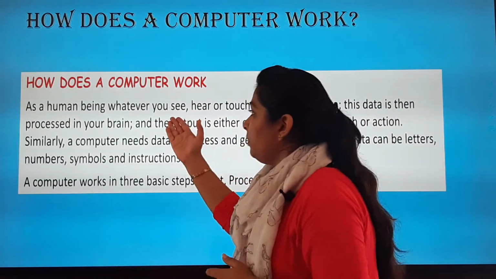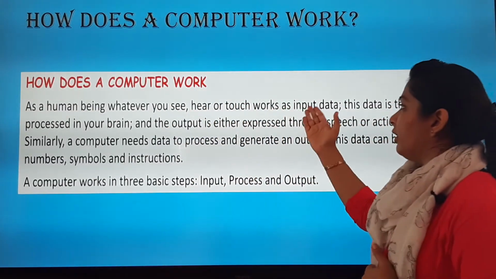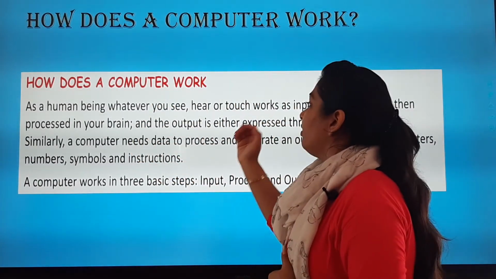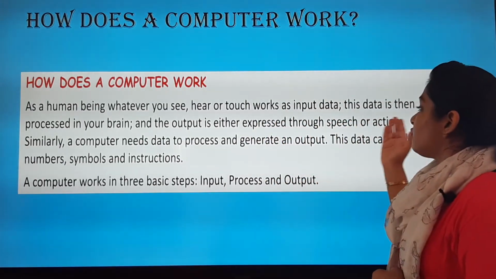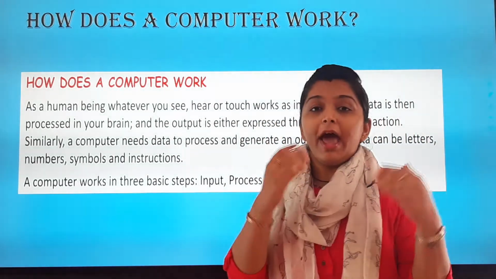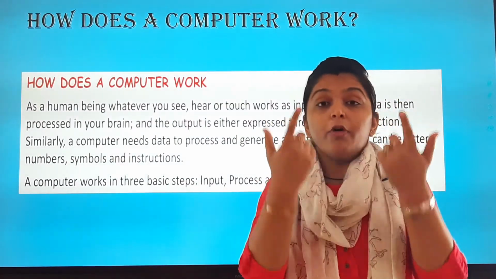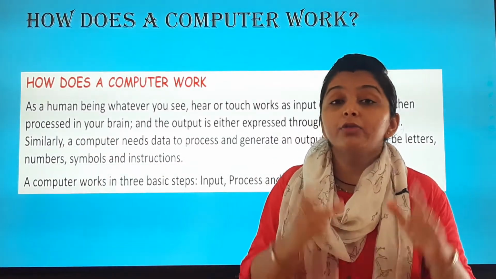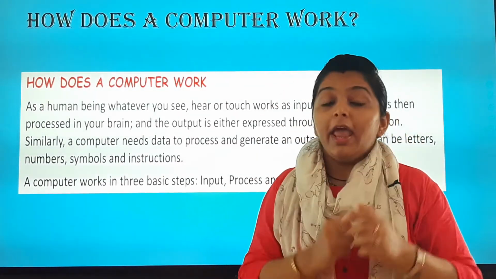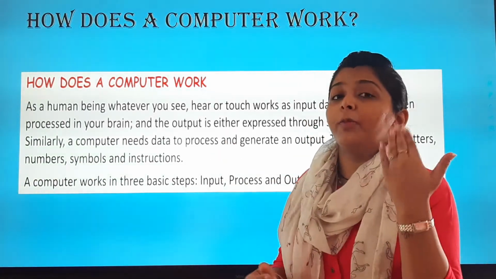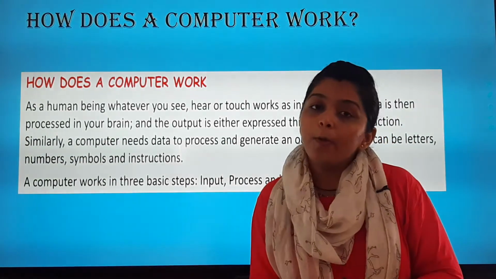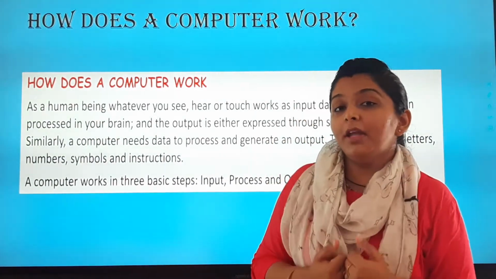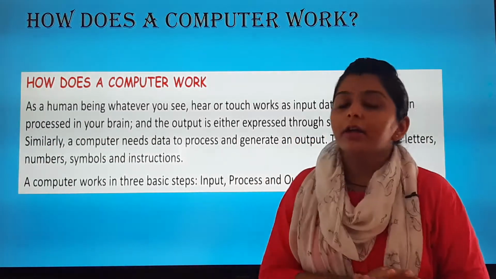As a human being, whatever you see, hear or touch works as an input data. This data is processed in your brain and the output is either expressed through speech or action. Now, dear children, as you are hearing me, you are watching the video. So, that is an input data. When you store that data in your brains and then at the end of the video lesson you give me answers, that is the output. When you are storing it in your brain, that is the processing, and when you are giving me the answers, that is the output and the result.